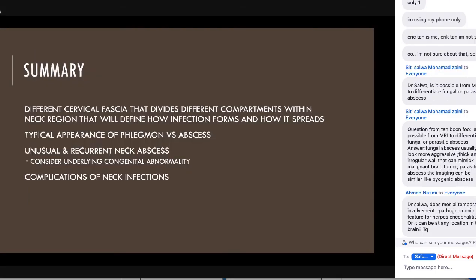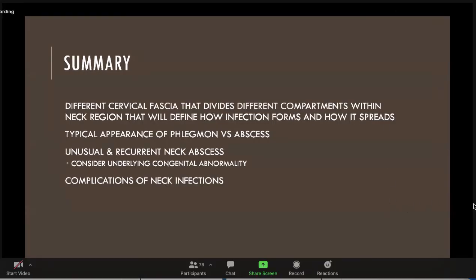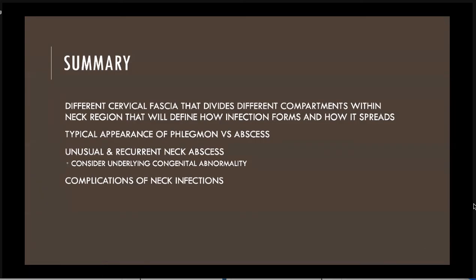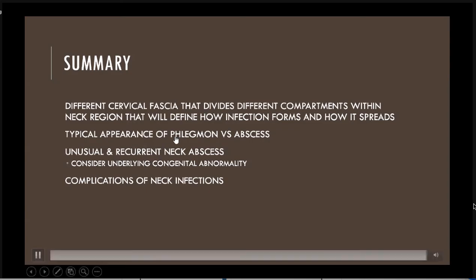So in summary, we have discussed different cervical fascia that divides different compartments within the neck region, which will define how infection forms and how it spreads. We have also seen typical appearances of phlegmon versus abscesses. We have discussed unusual and recurrent neck abscesses, in which we may need to consider underlying congenital abnormalities. And finally, we have discussed complications of neck infections. That's all from me. Thank you.